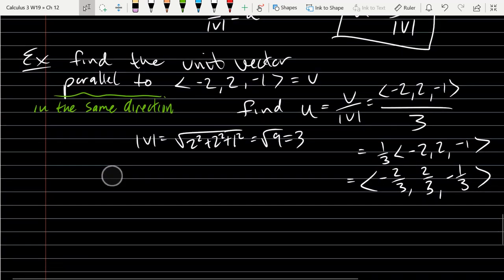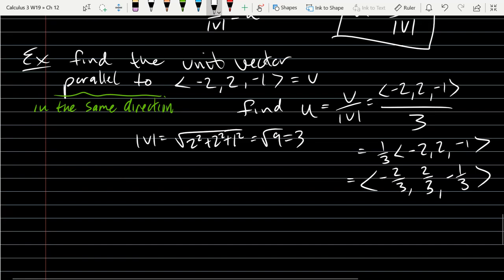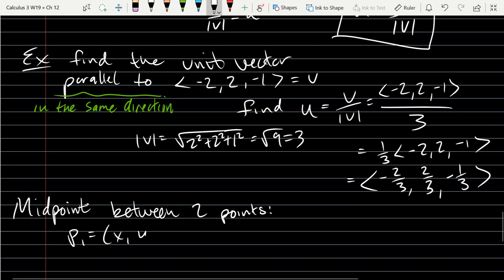So the next topic is midpoint. So let's take the midpoint between two points, P1 (x1, y1, z1) and P2 (x2, y2, z2).